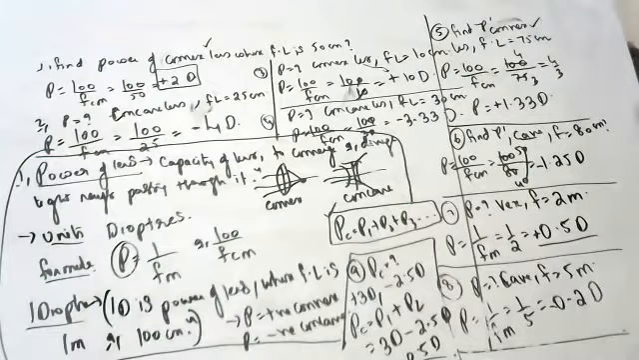1 diopter is the power of a lens whose focal length is 1 meter or 100 centimeters. Raghunath, can you define power and 1 diopter?